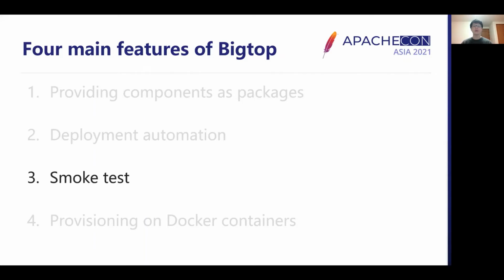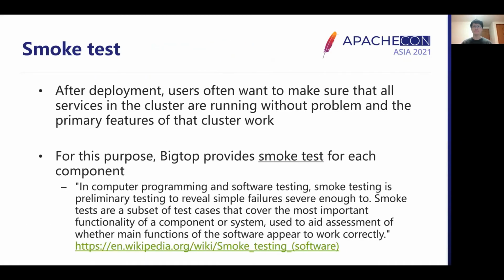The third feature of Bigtop is the smoke test. Now we understand we can build a cluster almost automatically using Bigtop's packages and Puppet manifests. But that's not sufficient. Once we deploy the Hadoop cluster, we usually like to make sure it was successfully deployed without problems. The Bigtop smoke test is for this purpose. It runs the basic functionalities of components so that we can ensure they are all properly deployed.